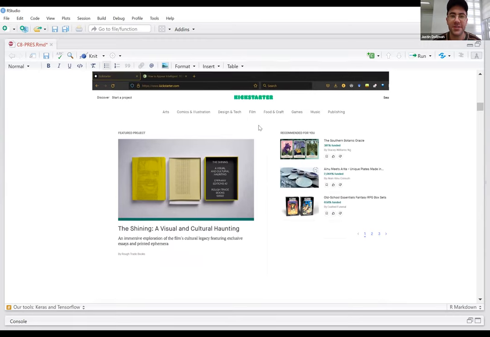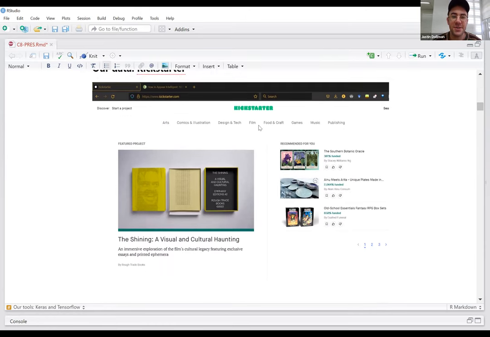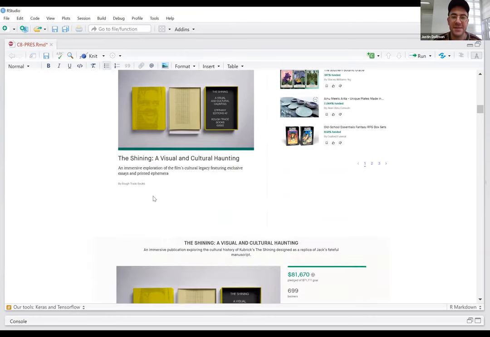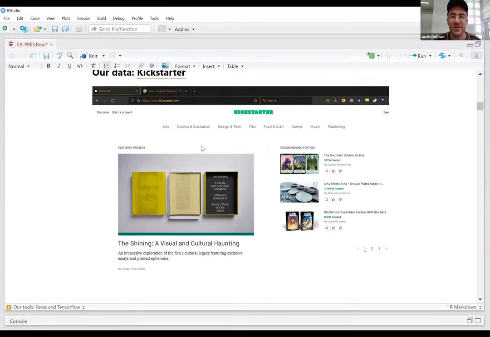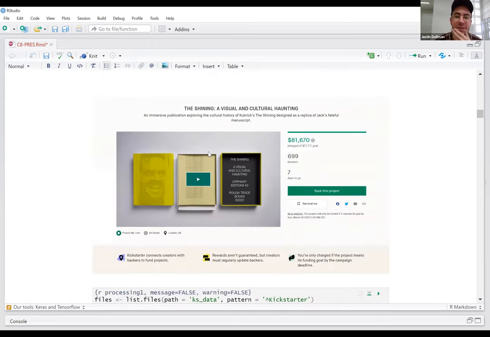Kickstarter is a way to crowdfund your projects. Here I took this maybe 2 weeks ago, it's just a screenshot of the homepage. The featured project was some retrospective about the Shining. You can see there are different categories. I have no idea why certain ones are recommended for me. If you click on one, I just clicked on the main one, this one was gonna be pretty successful. They had a high budget, like a demo right there.